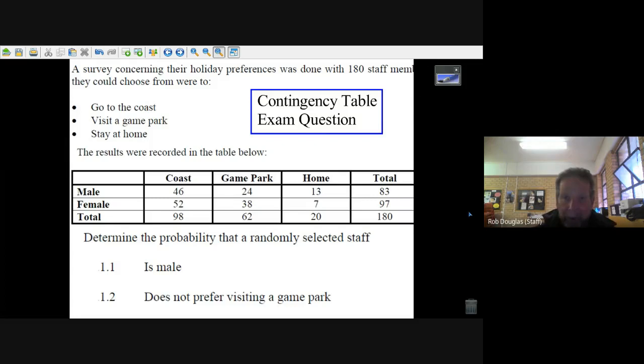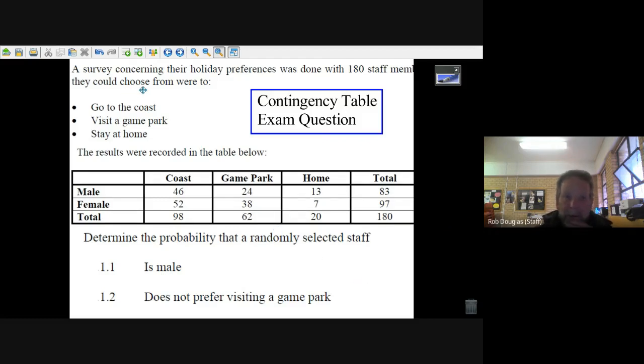Okay, this is another exam question, and it's a contingency table question, and it makes us think about a couple of things, probability problems and a thing called independence, a test for it. So let's just try.